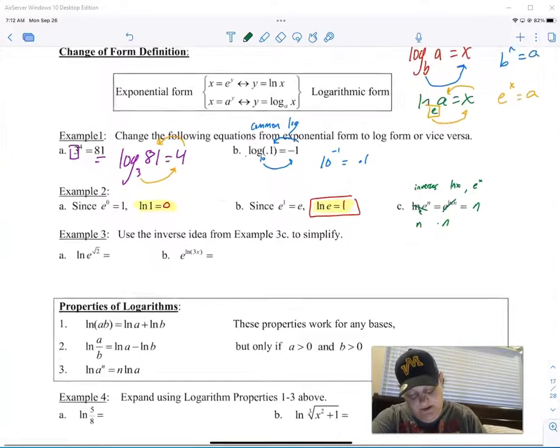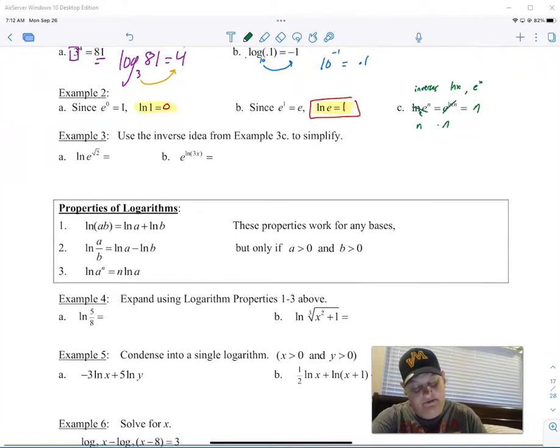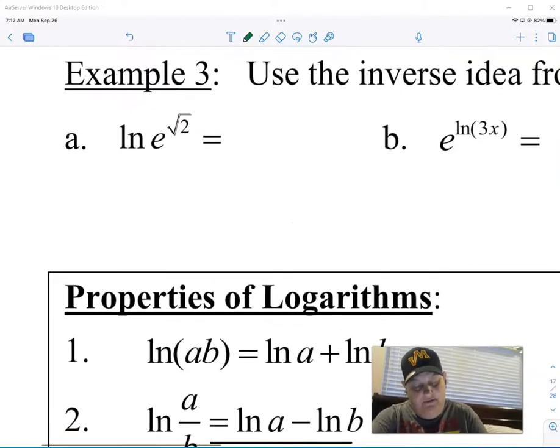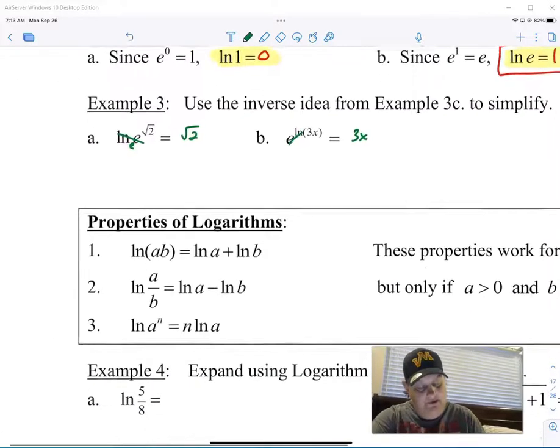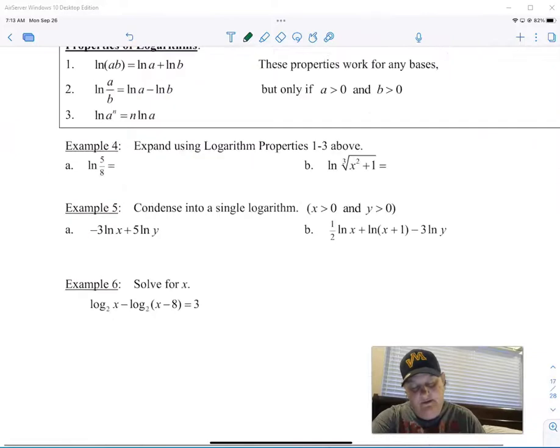So use the inverse idea from 3c to simplify. ln of e to the root 2, so that's log base e of e to the root 2, so that's just root 2. The e to the ln of 3x, so that's just 3x. That's simple. Those are some good rules about e.